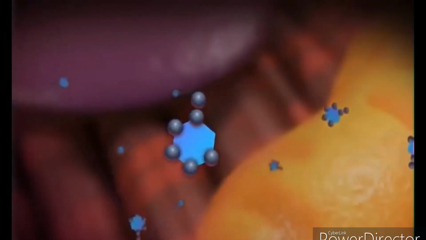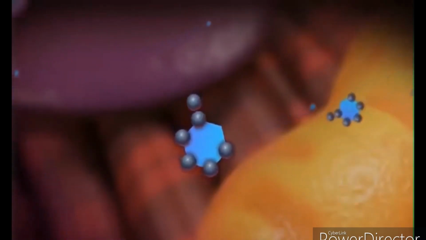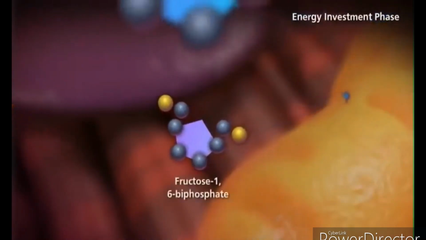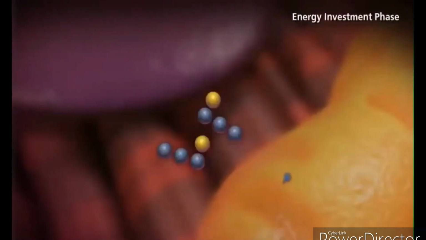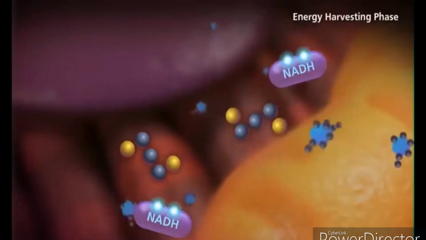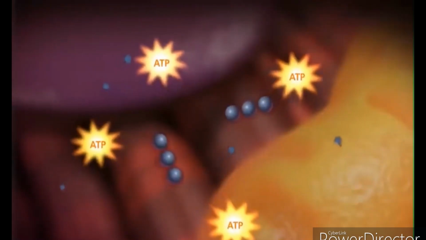Glycolysis literally means splitting sugars, and it is the first step of cellular respiration occurring in the cytoplasm of the cell. Glycolysis consists of 2 distinct phases, an energy investment phase and an energy harvesting phase. In the energy investment phase, 2 ATP molecules transfer energy to the glucose molecule, forming a 6-carbon sugar bisphosphate molecule. This molecule splits and the energy harvesting phase begins. During this phase, the 2 3-carbon molecules are converted to pyruvate and ATP is formed.